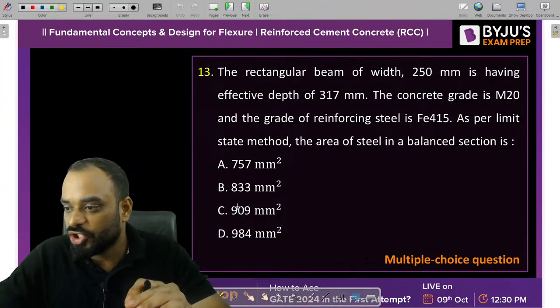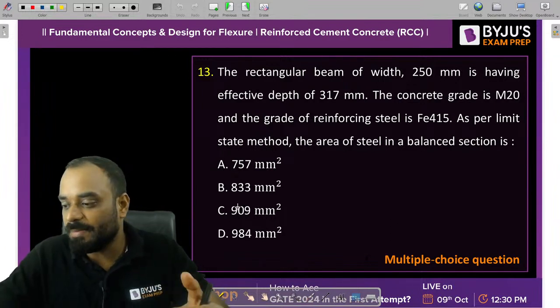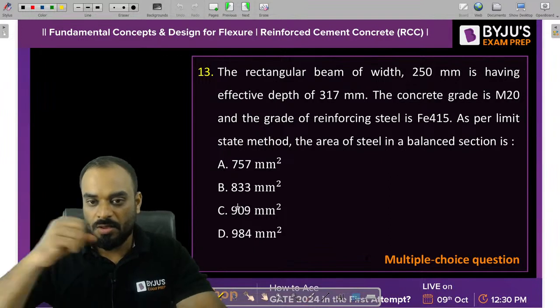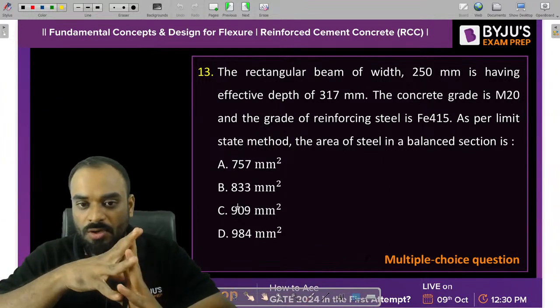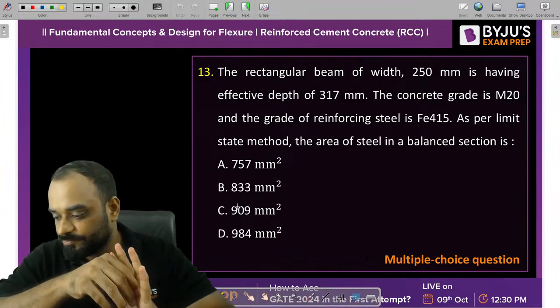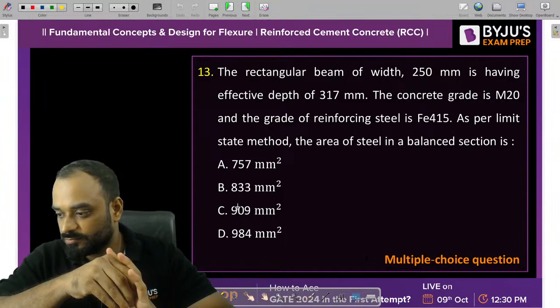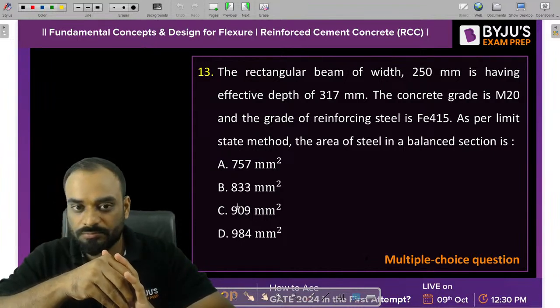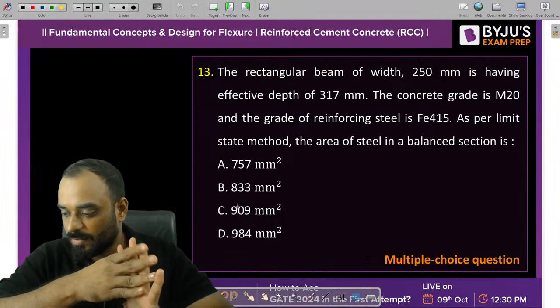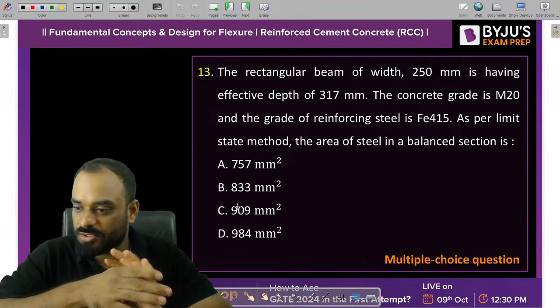Next question, you need to estimate how much area of steel is required for the balanced section. That is the question. B. Krishna B. Okay.